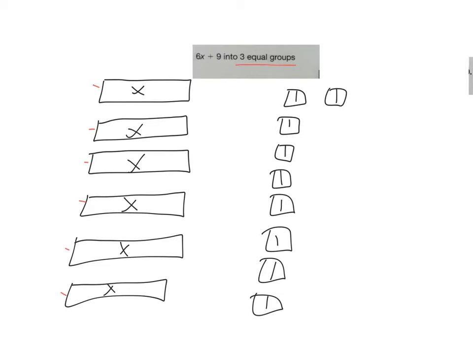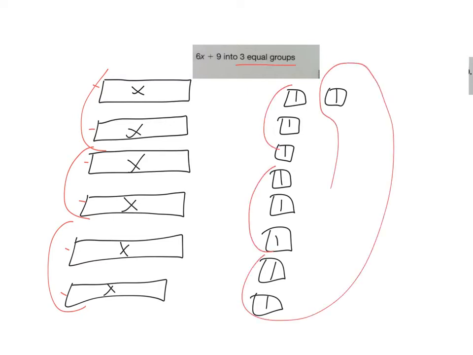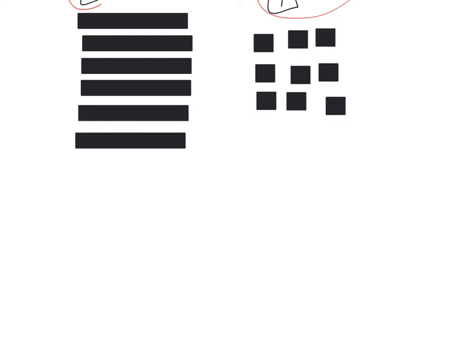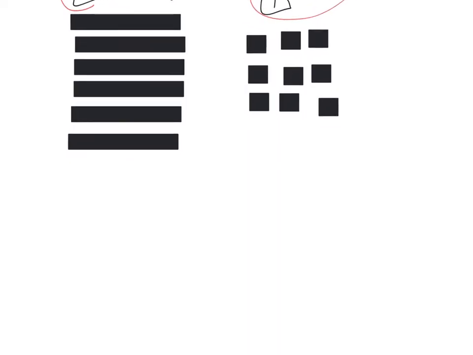So if I know 6, 3 equal groups would be 2, 2, and 2, so it would be 2x, and then the 9s, the 3 equal groups could be 3, 3, and 3, and that'll simplify my expression. I went ahead and did this again with more ones where I can move them around a little bit better.